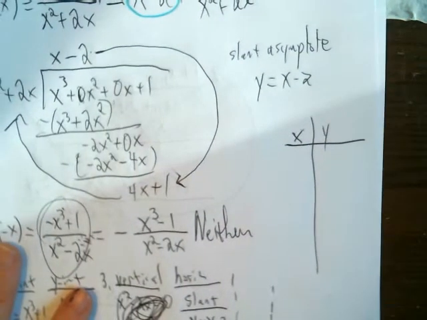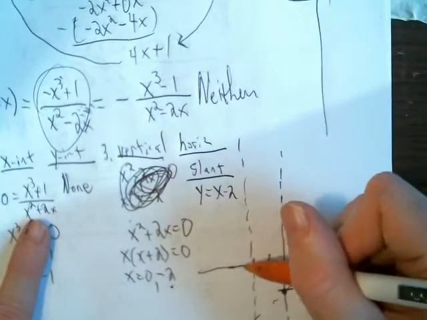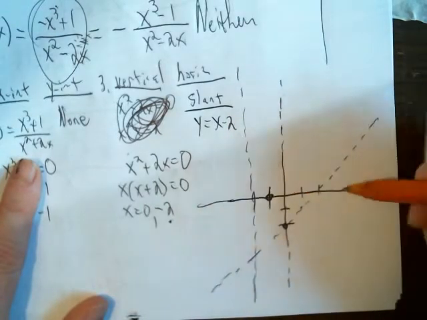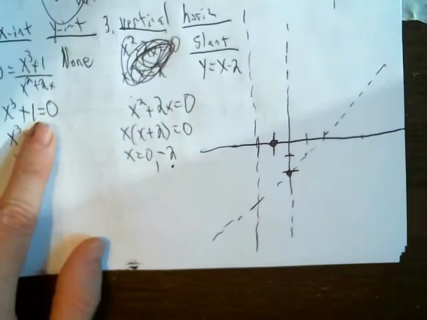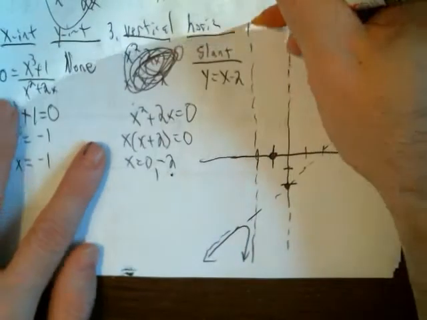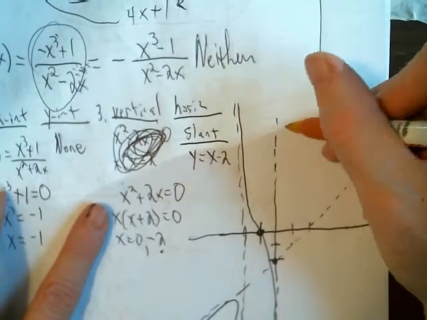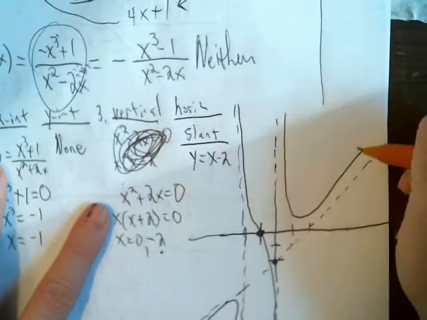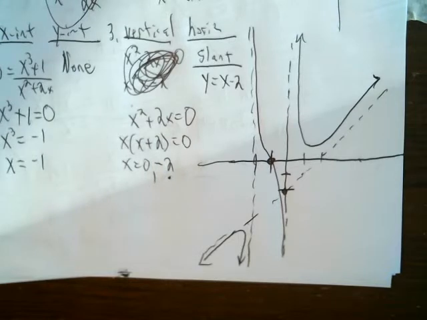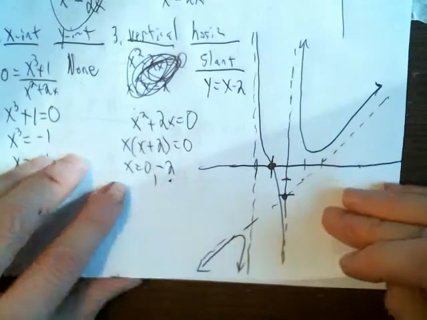So what do you want to do? You want to pick some values over here on this side of the asymptote, some values in here, and some values over here. Just because I'm in a hurry, the end result will be like this. And then over here, we'll have this. So a little bit different of a figure than what you're used to, but that's the deal.